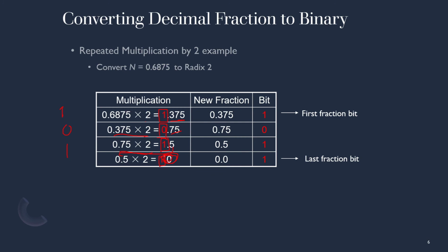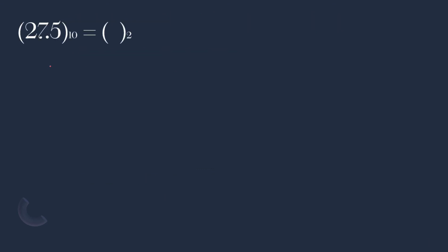For example, some decimal numbers can go on forever. So sometimes you can just go on till you do 3 or 4 bits, or until it's 0. It really depends on which fraction you have. Like, the next question is going to be fairly simple.